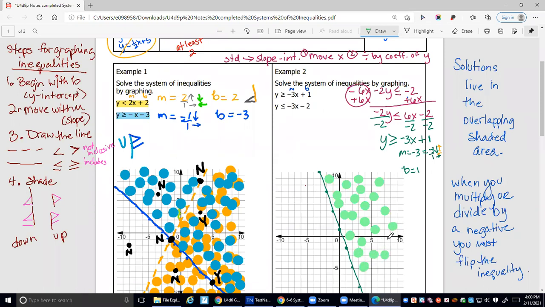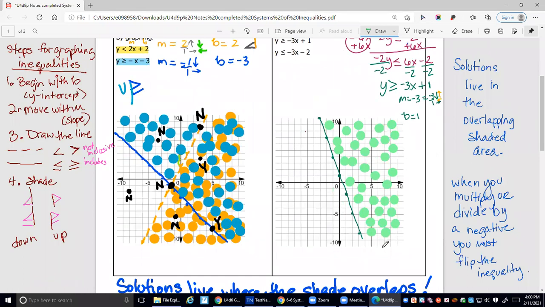Now I want y'all to do this second equation right here. The y is less than or equal to negative 3x minus 2. Go ahead and do that. If you're watching this video, go ahead and hit pause. I'm going to give y'all a minute head start, and then I'll catch up with you guys. Okay, so one minute, here we go.